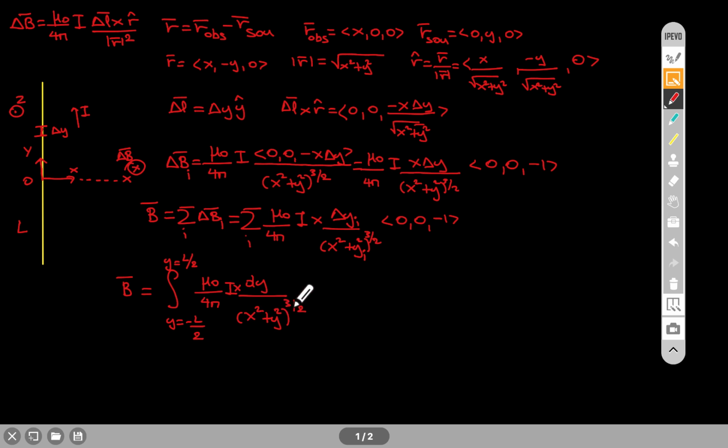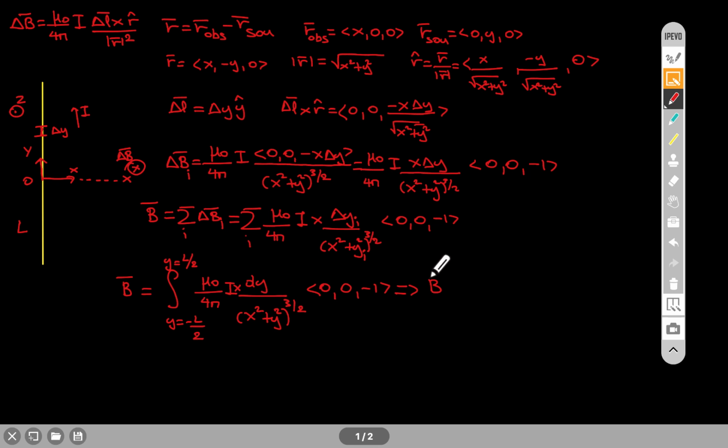Now this is an integral, so this will give you a number. The direction of the magnetic field is given by the 0, 0, minus 1 unit vector. And now x is a constant, right? The position of the observation location depends on x, and I'm keeping that as a constant. I have chosen that from the beginning of the problem. The variable of integration is y, so we can take these things out of the integral, and then you can work out the integral.